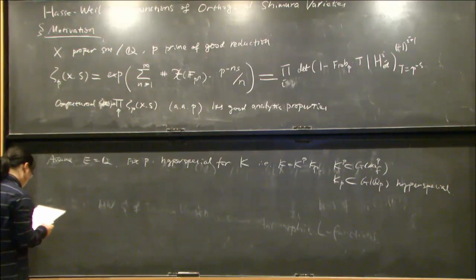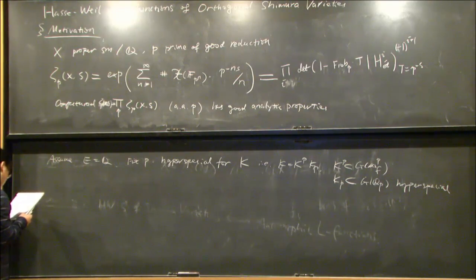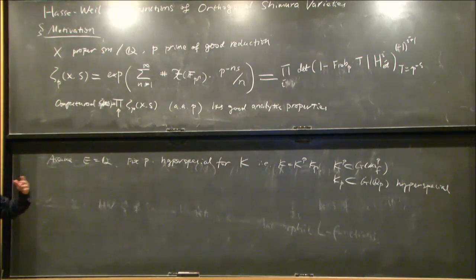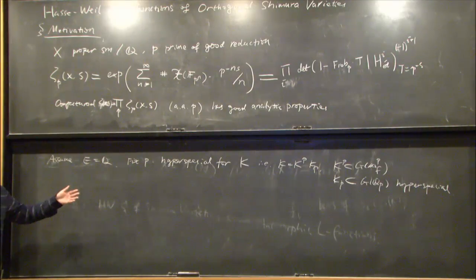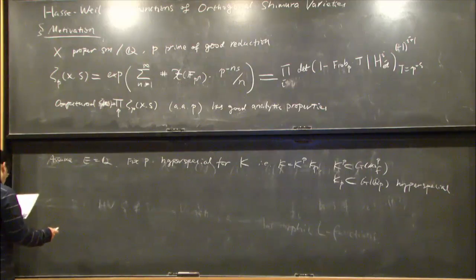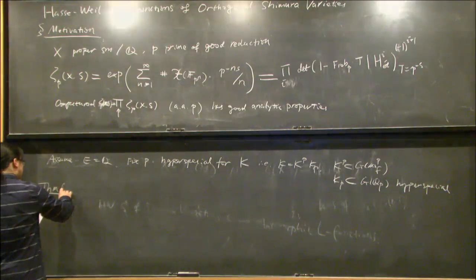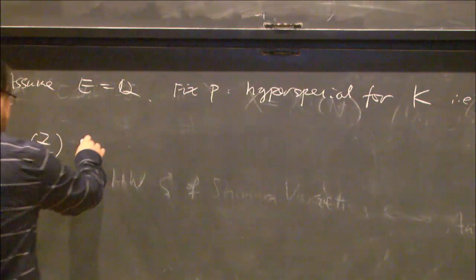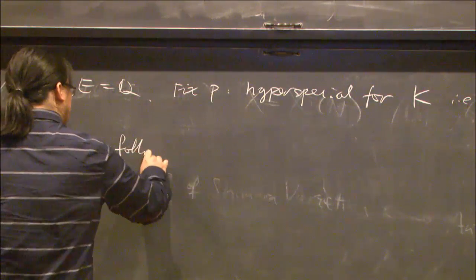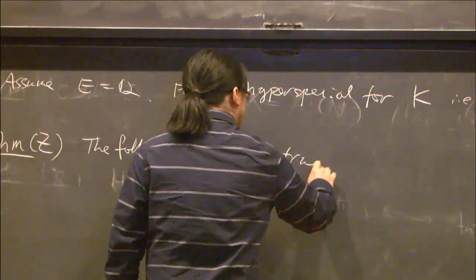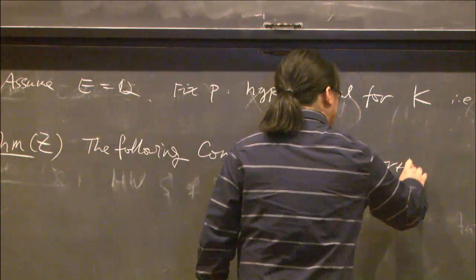Okay. So then, conjecturally, if you have a prime which is hyperspecial in the level, then you expect that your Shimura variety should be of good reduction at p. And this conjecture is also proved for abelian type Shimura varieties by Kisin. So now I can write down the theorem of today. It says that the following conjecture is true for orthogonal Shimura varieties.